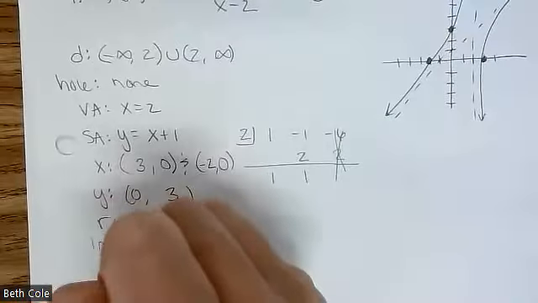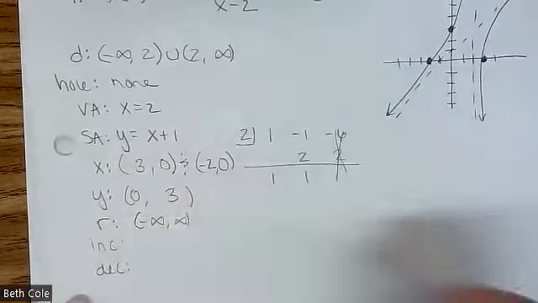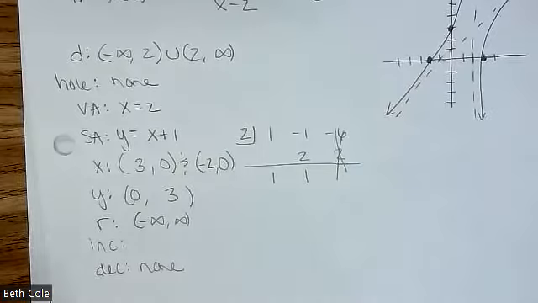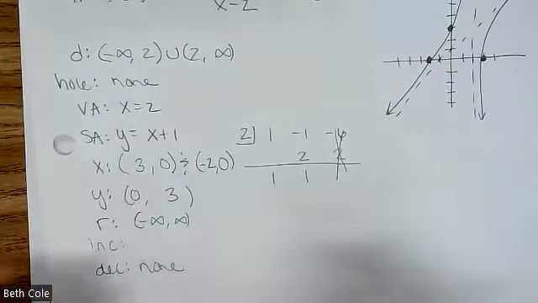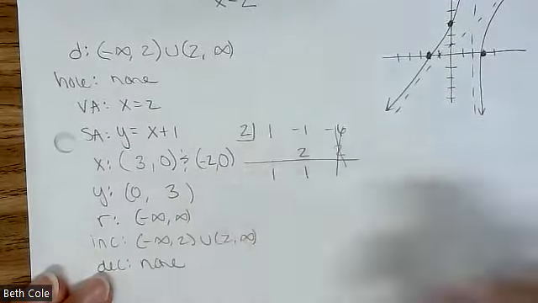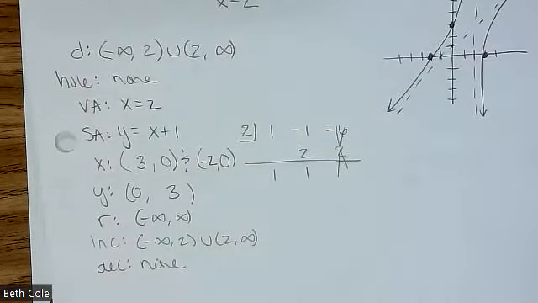Increasing and decreasing. There is no decreasing. Put none or a frowny face or nope or whatever you want to put. Since it's increasing all the time, what do you copy over for that? Domain. Copy the domain. It's left to right. Just copy it over. Will you ever copy the range? No, it's left to right.